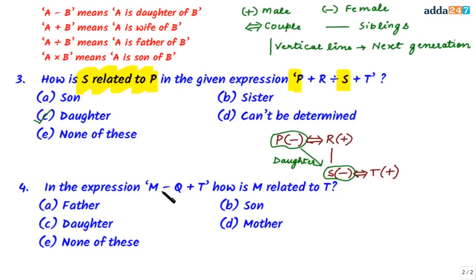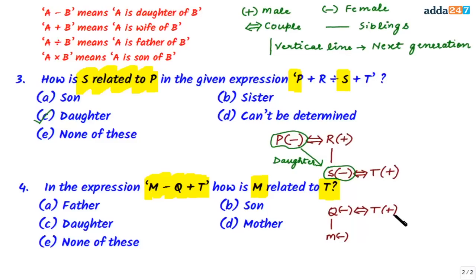Now we have to find that in this expression, how is M related to T? Once again, let's make this diagram. M minus Q means M is daughter of Q. So here we will have Q. In the next generation, we will have M, and M is female. Q plus T means Q is the wife of T. So Q is definitely female, and wife means that Q and T form a couple, and T is male.